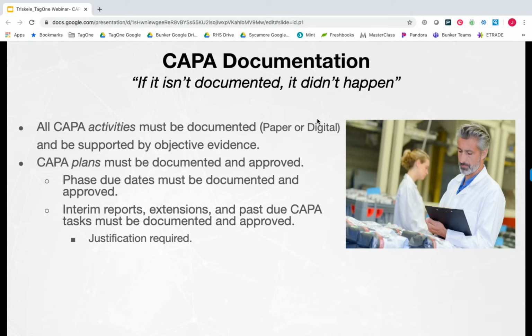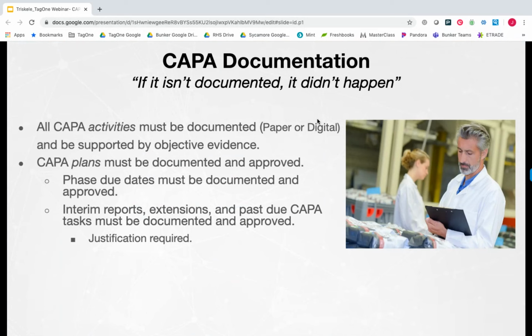We didn't really get into it in this presentation because it would take quite a bit of time, but the CAPA process and the investigation process have phases. There's the define phase, the investigation phase, the corrective action phase, and then the effectiveness phase. And each phase should have a plan for how you're going to approach the activities within it. Those plans need to be documented and approved, and part of those plans is setting target dates for completion. And if those target dates aren't going to be hit, then justification needs to be provided for why, and all of that needs to be documented.